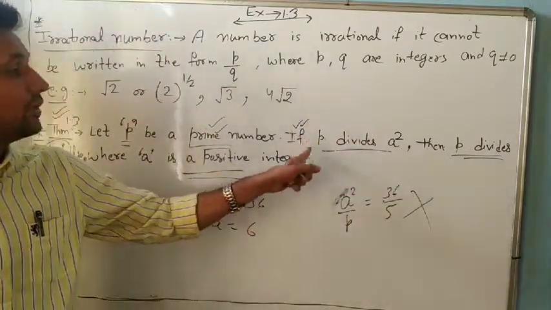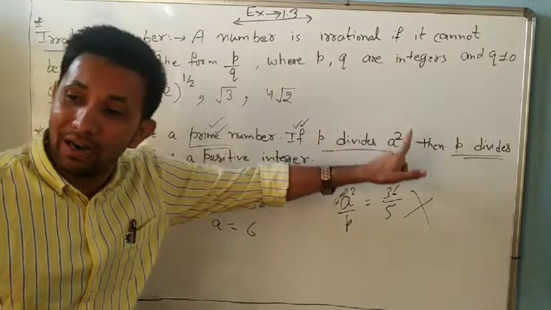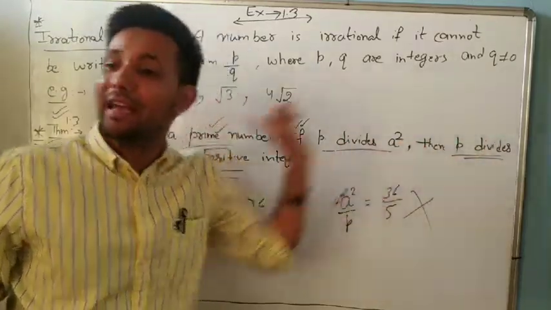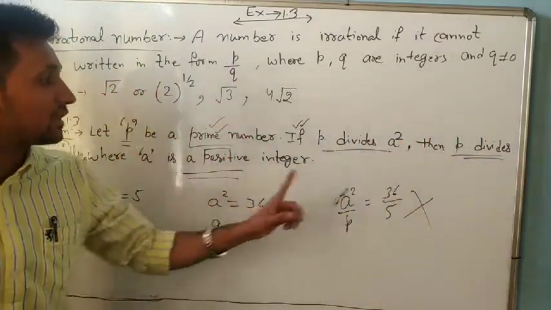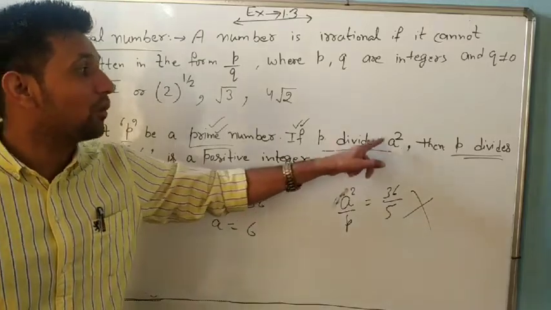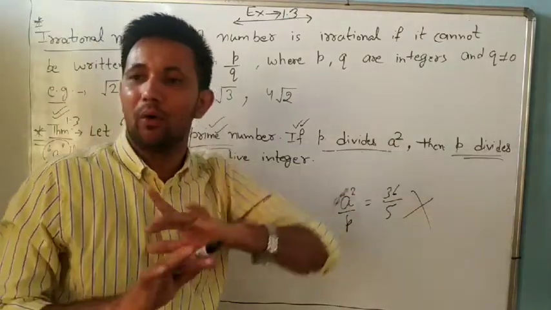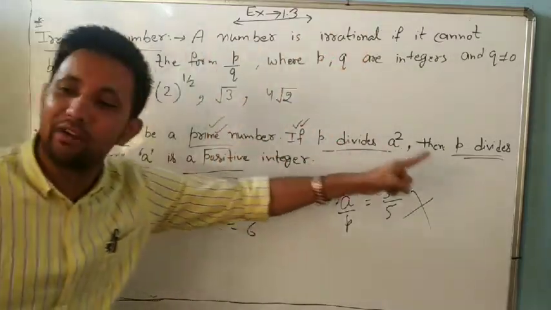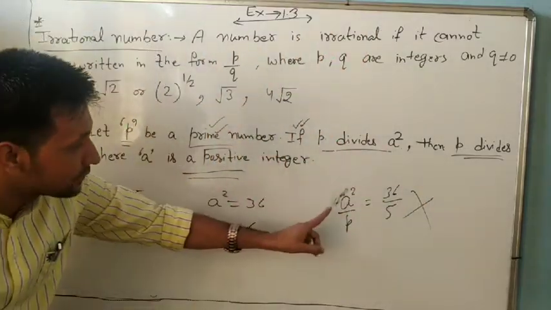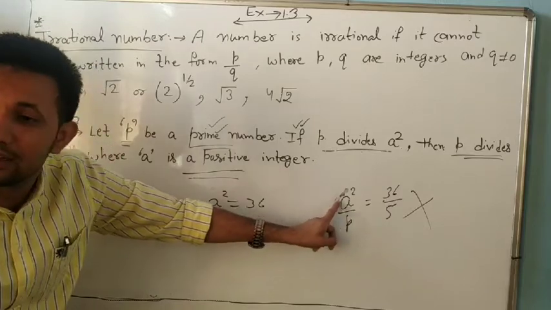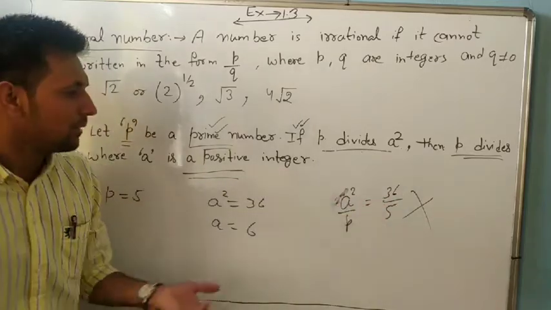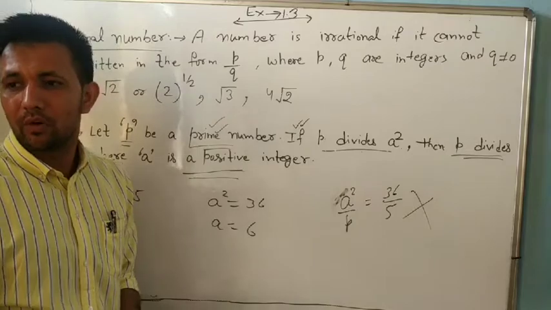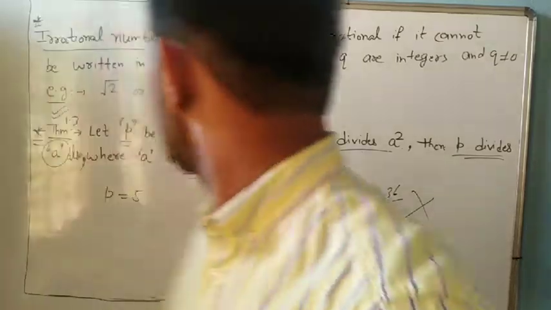The only condition given is: if P divides A square, then P divides A also. Not that if P does not divide A square, then P divides A. No. If P divides A square, then P divides A also. But we observe that P is not dividing A square, so it means A also is not divisible. Okay? Remember always only this one thing.